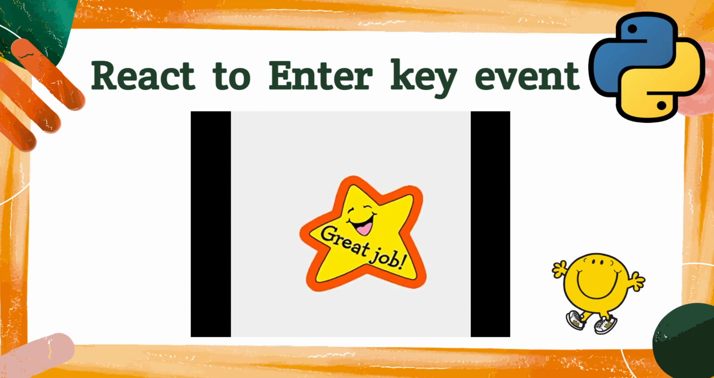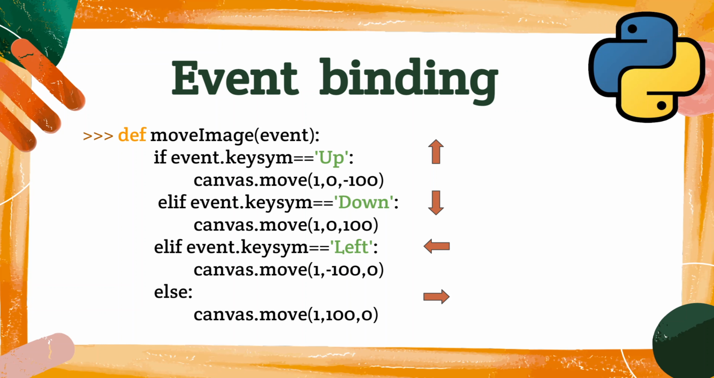If keySym equals up, it will move up 100 pixels. Please note, in Python, when the y-coordinate is negative, it moves up. So, if you want to move down, y needs to be a positive value. Although the last case does not compare to any key symbol, it essentially means equal to right, because the other 3 cases have been eliminated.